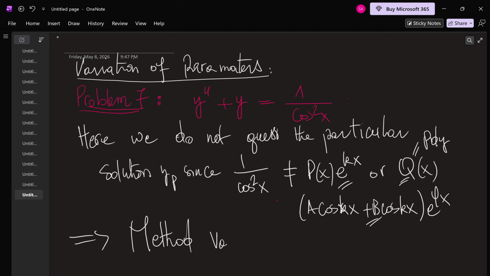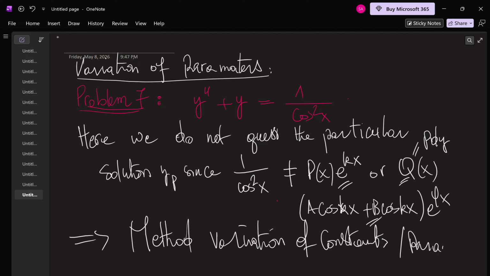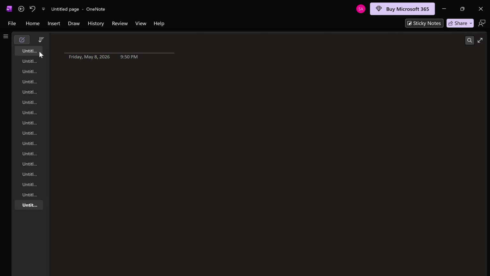variation of constants or parameters. Okay, is that clear for you? So let's solve this problem.